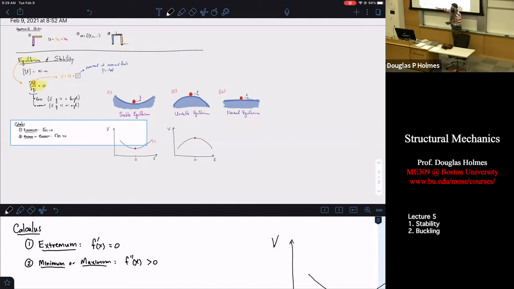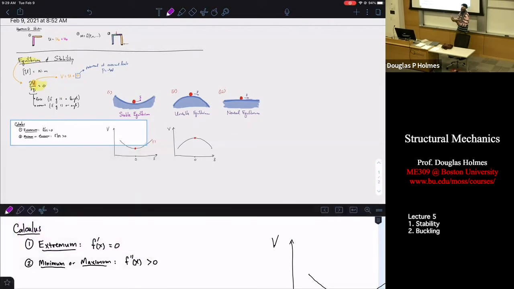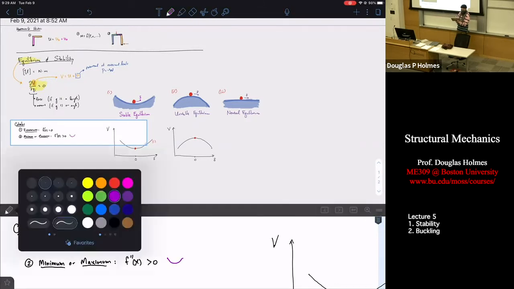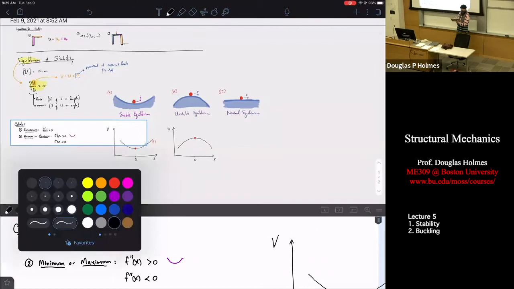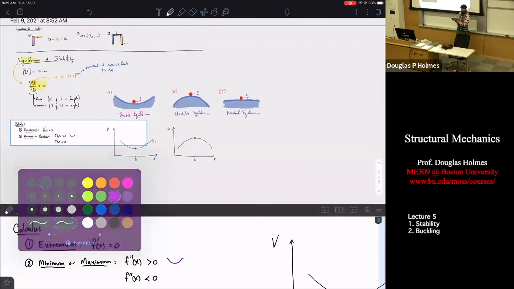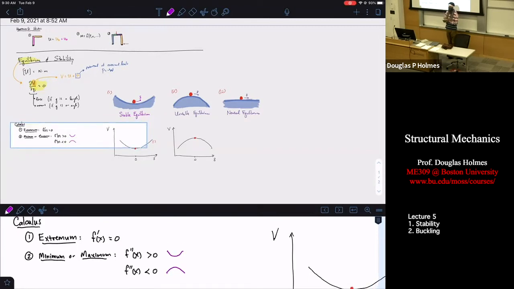If it's positive, then our curve is, I'll be honest with you, I can never remember which one's convex and which one's concave, so I'm just going to draw. If it's positive, it means it's this one. And if it's negative, it means it's this one. So these are the calculus terms, but we need to translate this to our structural mechanics world.